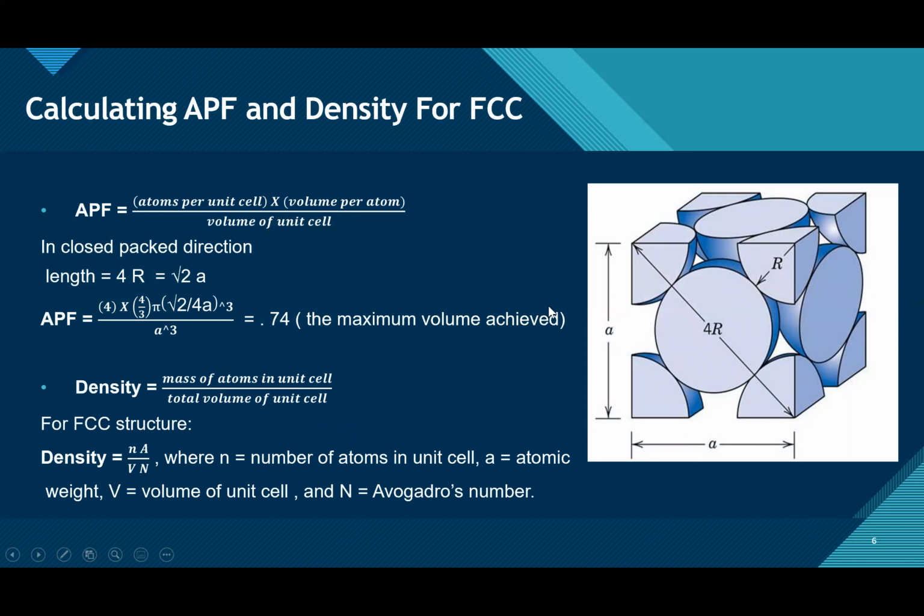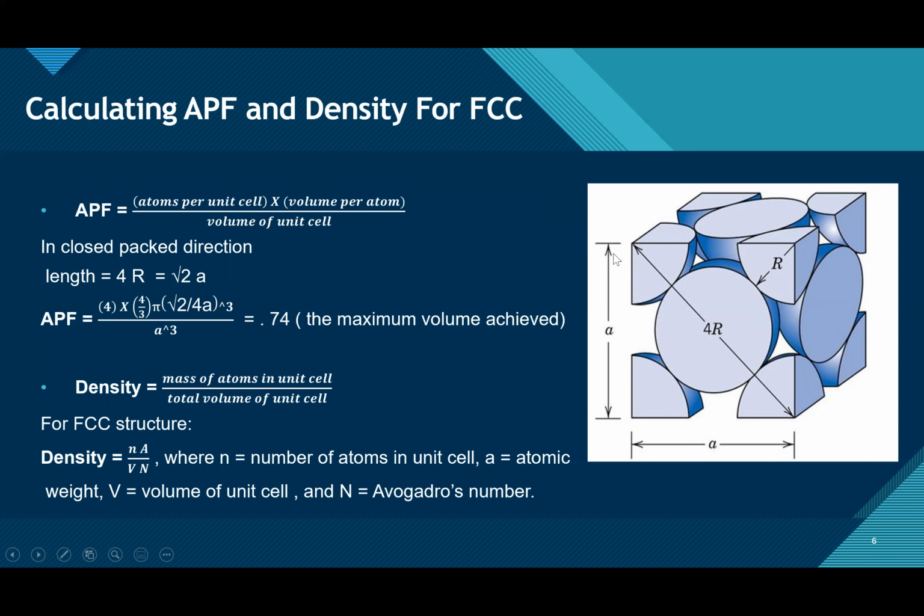For calculating APF and density for FCC, we're going to use these equations. So again, APF is the atoms per unit cell times the volume per atom divided by the volume of the unit cell. Now, in the close-packed direction, there's a specific relation between the radius of an atom and a, which is the length of the cube, to get the APF.